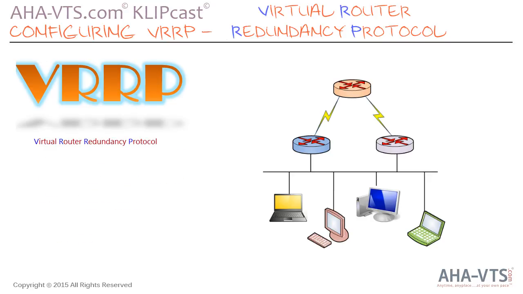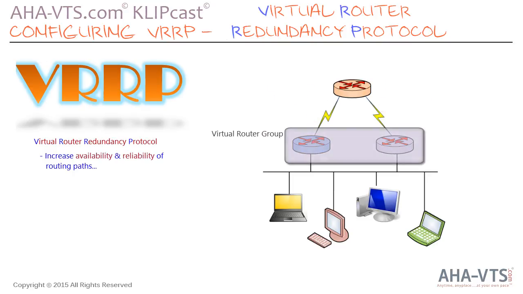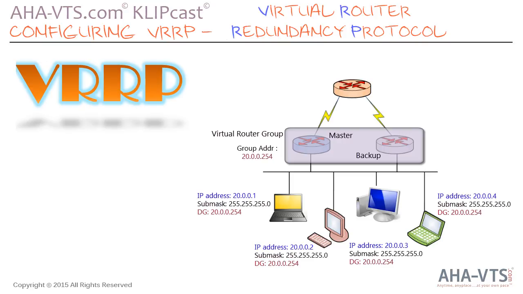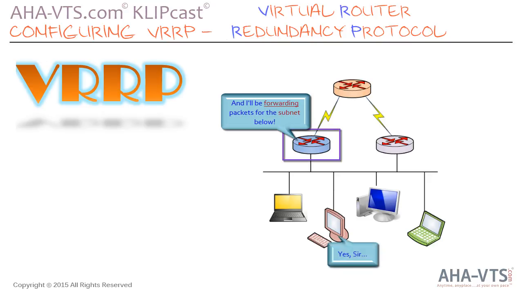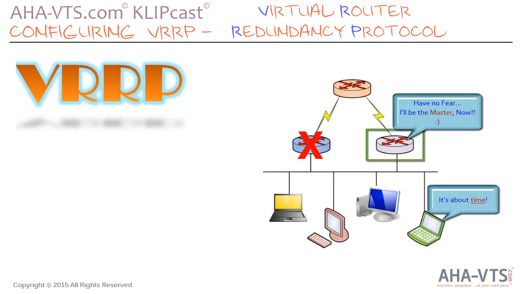Now, the protocol itself is designed to increase the availability and reliability of routing paths. This is achieved by creating virtual routers and labeling them as master and backup routers acting as a group, which means a host on a network is assigned to the virtual router instead of the actual physical router's interface. So if a physical router is acting as the master, then that router will be forwarding packets on behalf of those clients. If that master fails, then the physical router acting as the backup will be selected automatically to replace it.